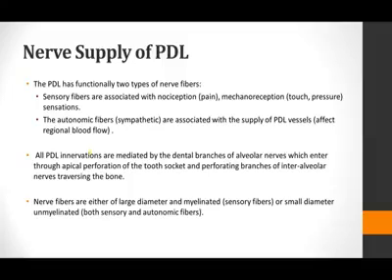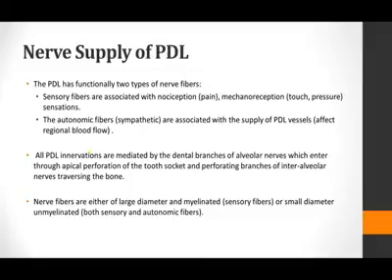And the second type of fibers present within the periodontal ligament are the autonomic sympathetic fibers that are associated with the vessels of the PDL that basically affect the regional blood flow of the PDL vessels. So we have sensory supply of the periodontal ligament, and we have the autonomic sympathetic fibers supplying the periodontal ligament.